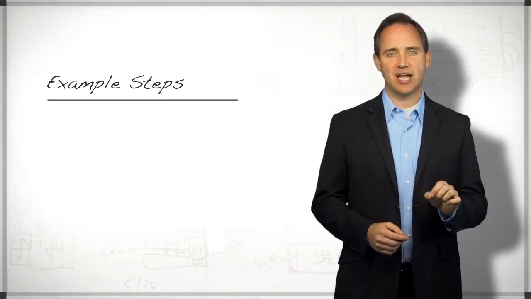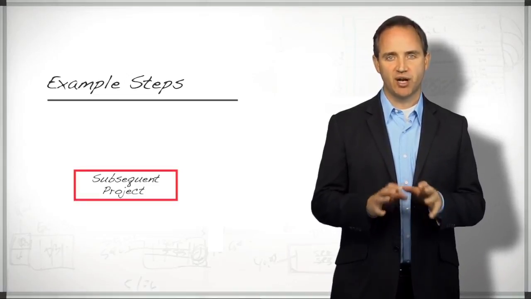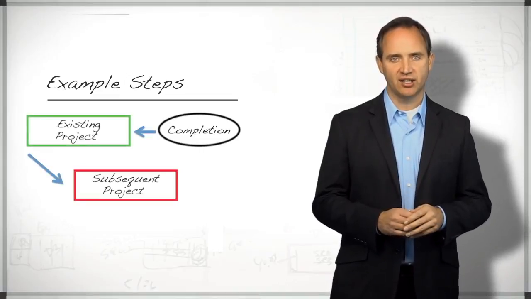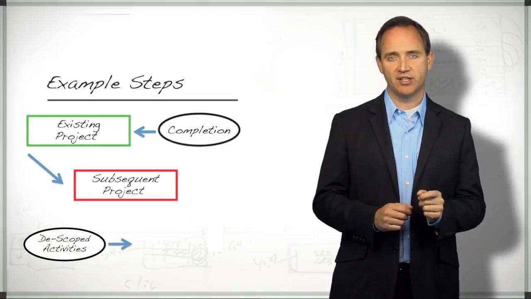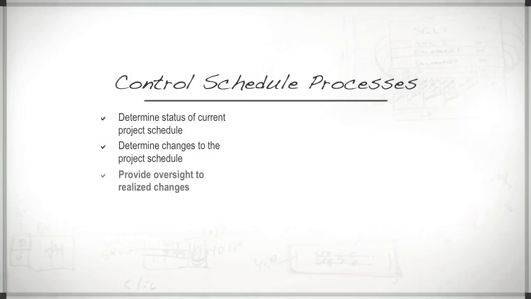In this type of example, the project manager would recommend a subsequent project to be initiated upon completion of the existing project that will take the de-scoped activities and incorporate them into the newly created product. Provide oversight to realize changes.